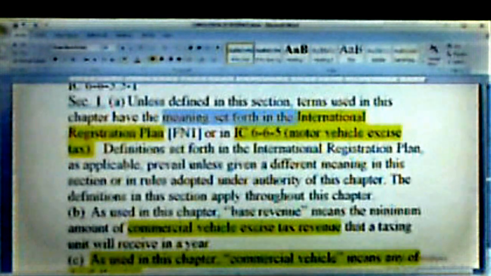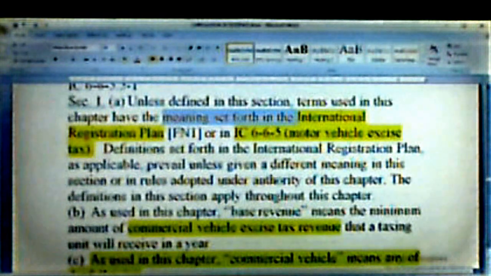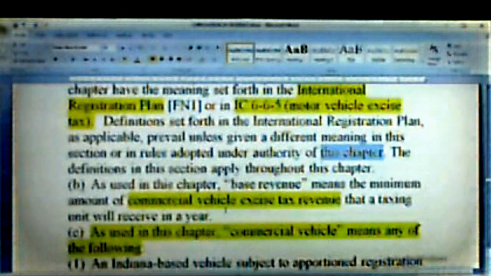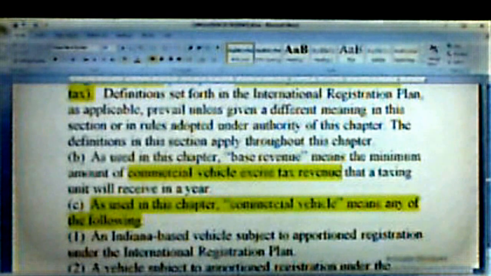right? And it says definitions set forth in the International Registration Plan as applicable prevail unless given a different meaning in this section or in rules adopted under authority of this chapter. This chapter, guys, only this chapter dictates what a motor vehicle is. Right? And this is a section of the chapter that tells you what the meaning is. And it says the definition in this section apply throughout this chapter. As used in this chapter, base revenue means the minimum amount of commercial vehicle excise tax revenue that a taxing unit will receive in a year.